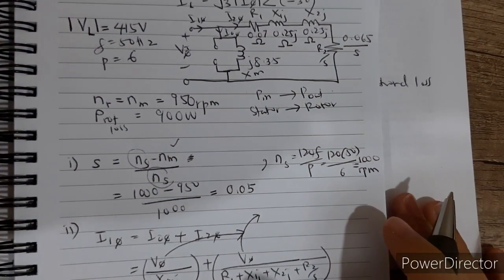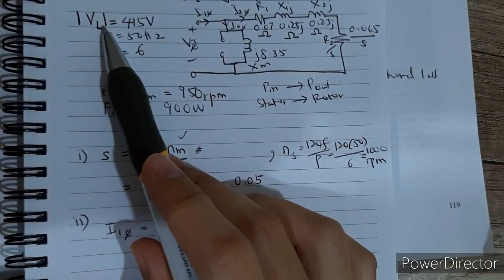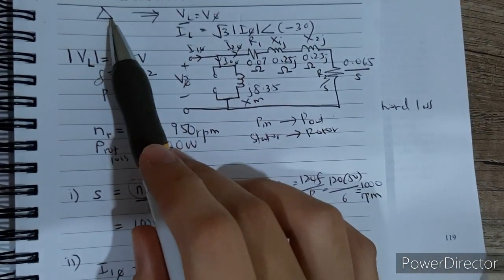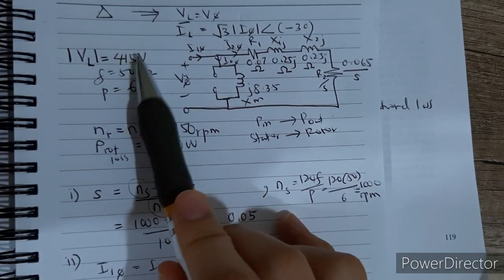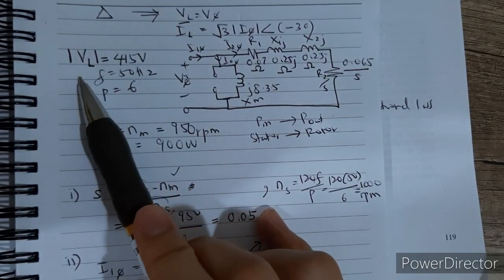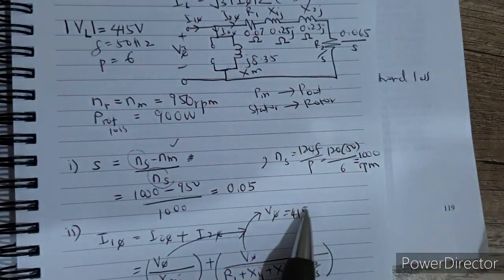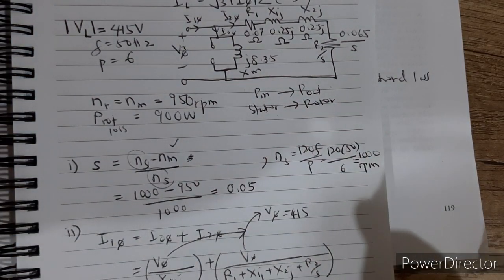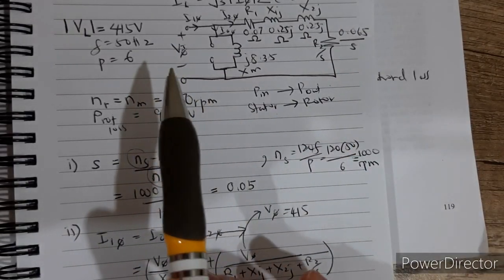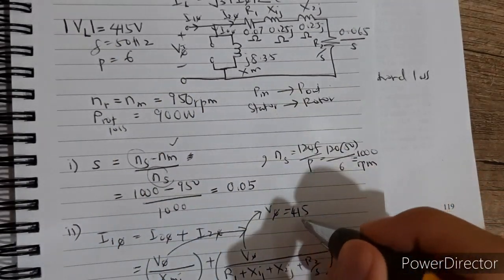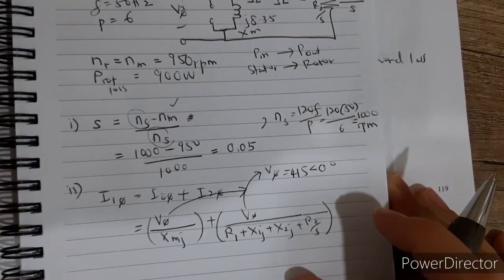The given information is the V line. So we have to check for delta: is V phase equal to V line? Yes. So we can simply take 415 as V phase because it's equal to V line. So V phase equals 415, but that is the magnitude. Since the angle of the V line is not given, we assume the angle of V phase is 0 degrees. So now you can calculate.